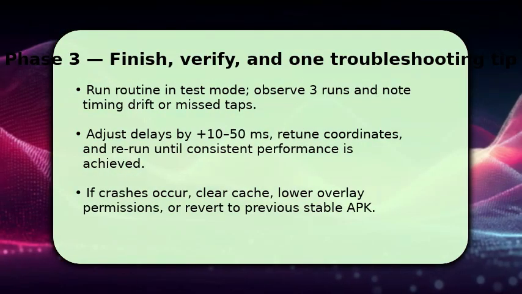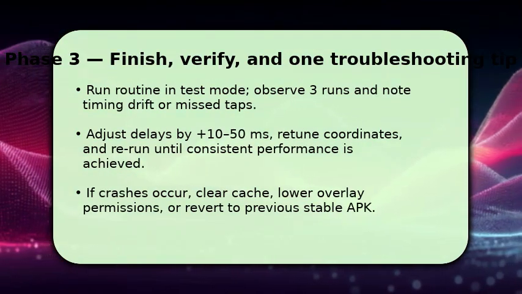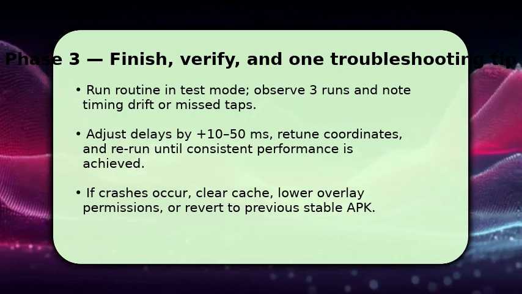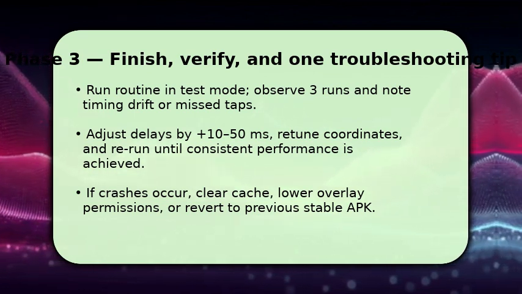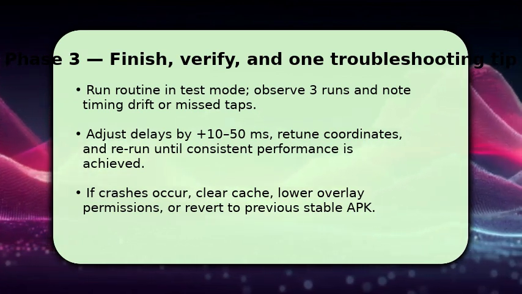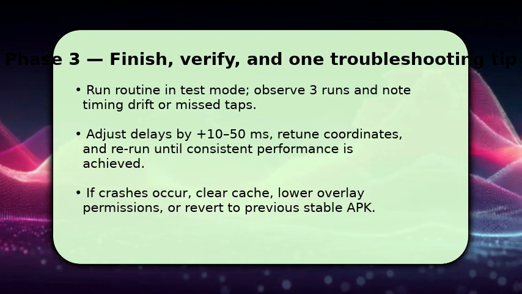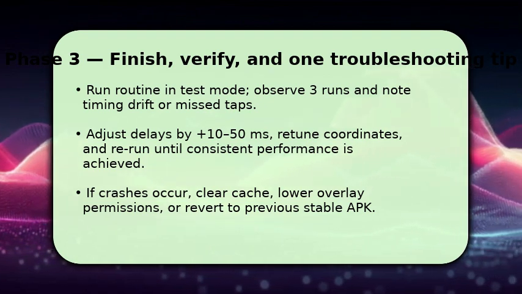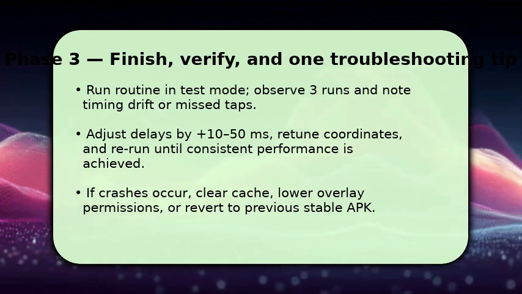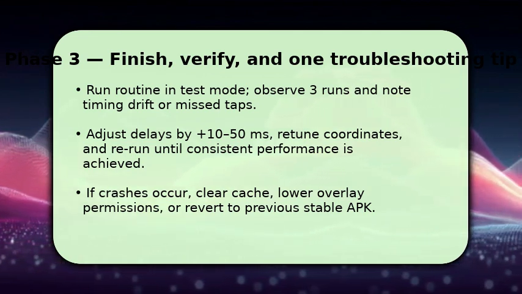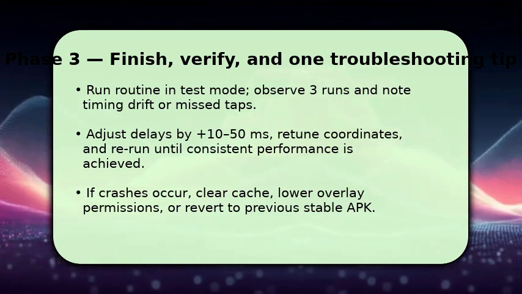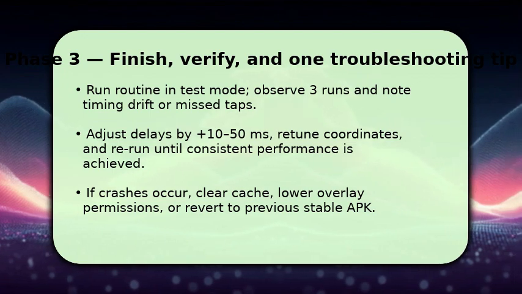You execute the routine in test mode and watch for timing drift or mistaps over 3 runs. This reveals where adjustments are needed. If you see misses, increase delays by 10 to 50 milliseconds, tweak coordinates, then rerun until behavior is consistent. Once stable, run full sessions but monitor battery and temperature. If the app crashes or game disconnects, clear cache, reduce overlay permissions, or roll back to the prior stable APK. This single troubleshooting tip fixes most instability issues.